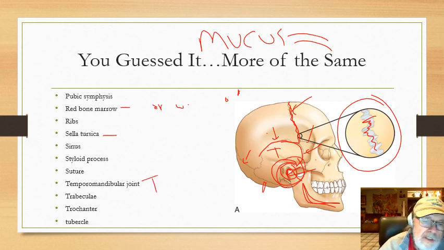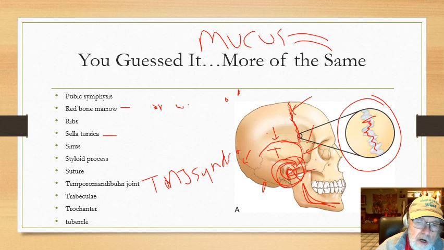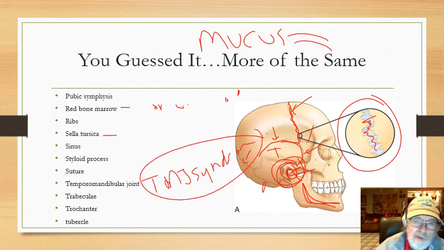Some people have what's called TMJ syndrome. They get hit on the jaw or something like that, or they're doing a lot of chewing and stuff like that. It causes an irritation of the muscles that help to control that. That's called TMJ syndrome. Maybe you've had it, maybe you haven't.